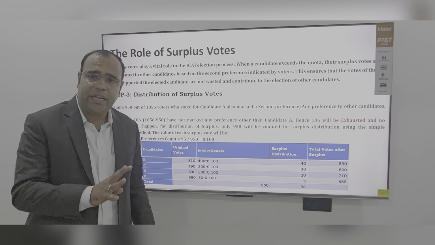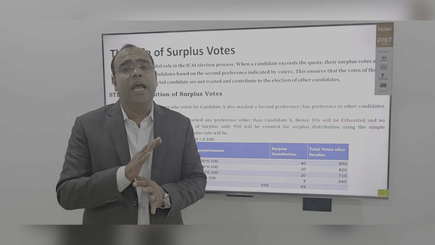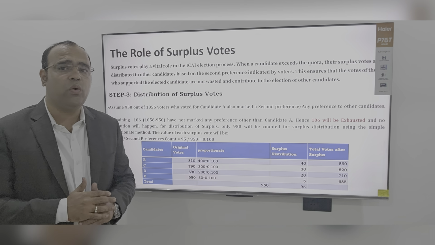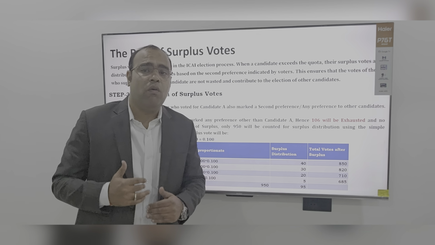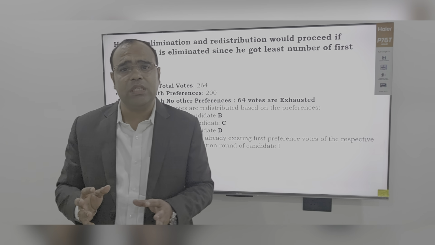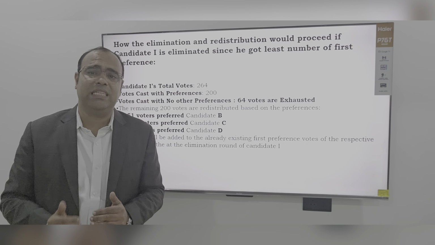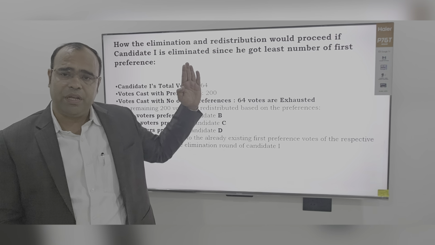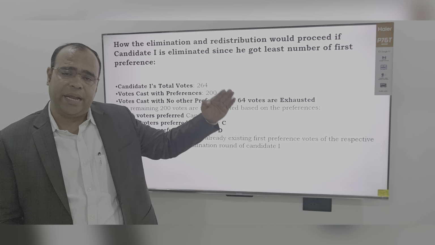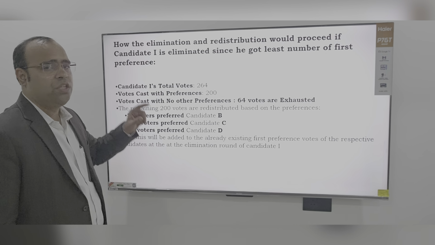This means, after candidate A is out, even after distribution of surplus, no other candidate got any quota. Hence, we need to follow the elimination process. What is the elimination process? An elimination process is a process to eliminate the least candidate who has got the least number of votes. In our example, we have taken that candidate A got the highest, then candidate B, and candidate I was the last one who got only 264 votes.